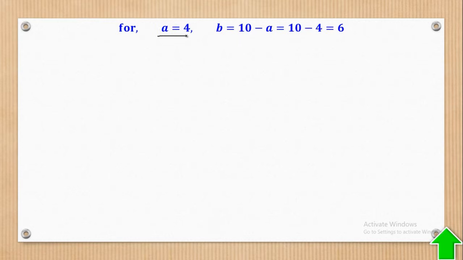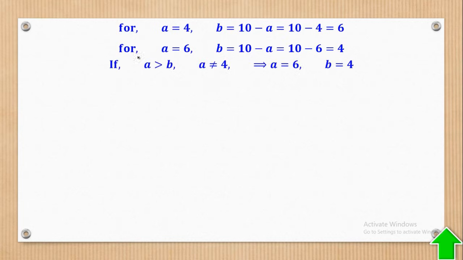So for a equal to 4, b will be 10 minus 4, which is 6. What about for a equal to 6? For a equal to 6, b will be 10 minus 6, which is 4. Then from there, remember that a must be greater than b. So that means that a cannot be 4, because when a is 4, b is 6. Therefore, a is 6 and b is 4.